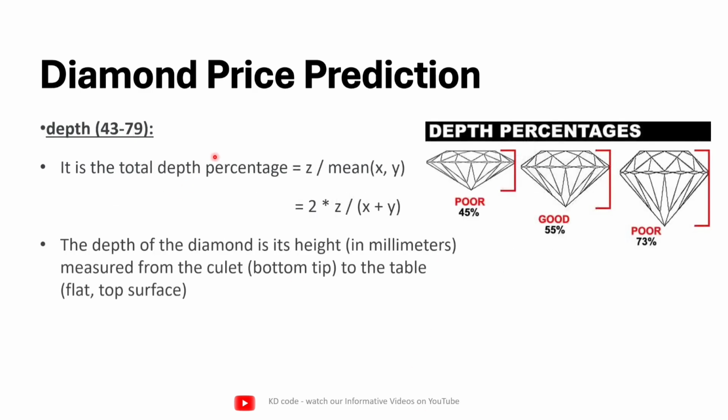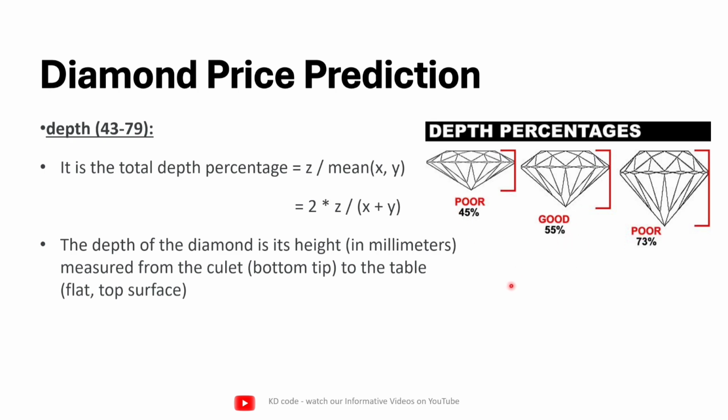The depth percentage of the diamond. The depth and depth percentage of a diamond are not the same. Depth percentage can be derived from X, Y, Z using the formula Z divided by the mean of X, Y, which is equal to 2 times Z divided by X plus Y. And it can also be defined as the height of the diamond measured from the bottom tip to the table, right, guys? If you observe these images here, the diamond with a good depth percentage has a perfect shape, right? And it seems quite attractive compared to the other two diamonds here, right, guys?